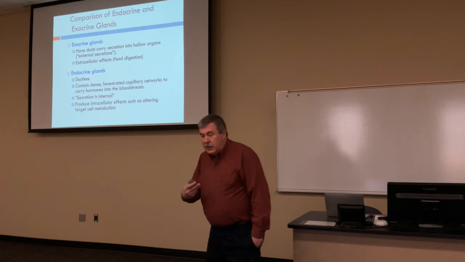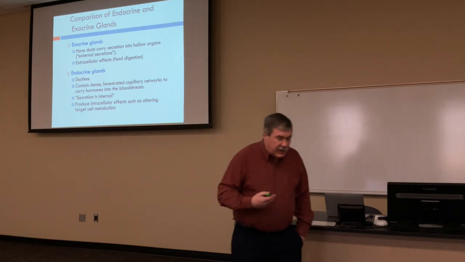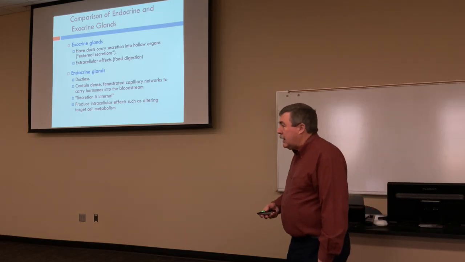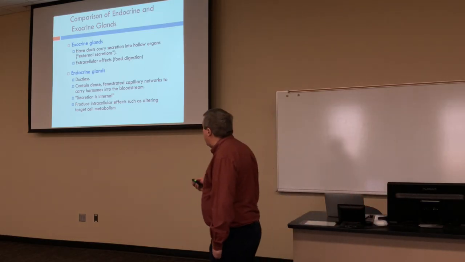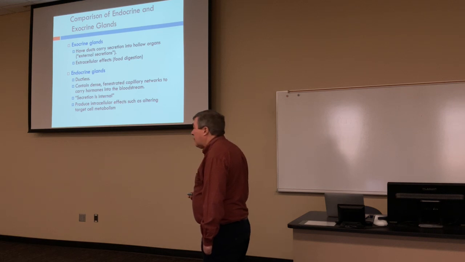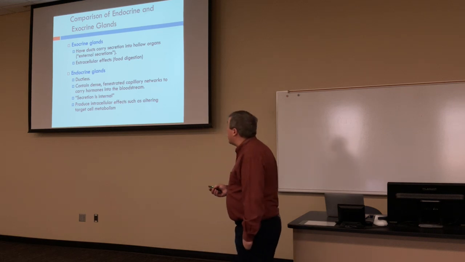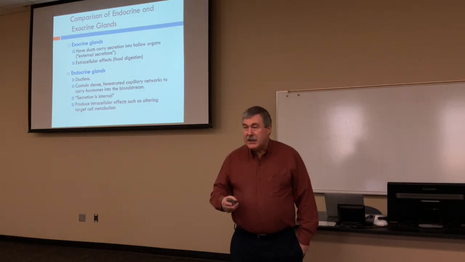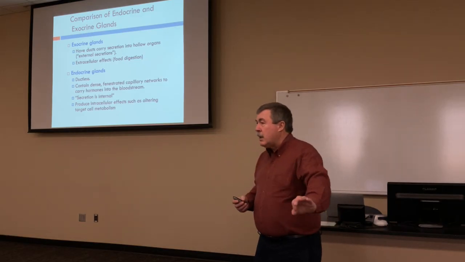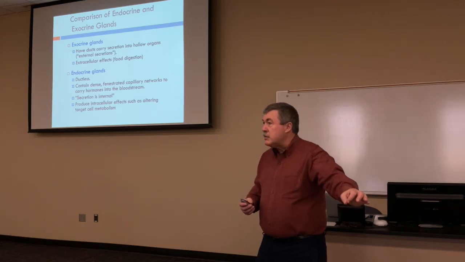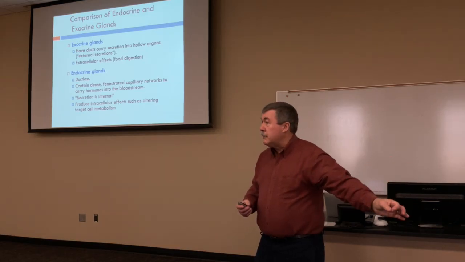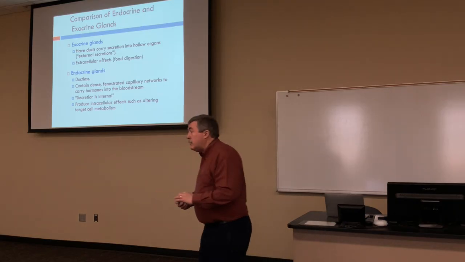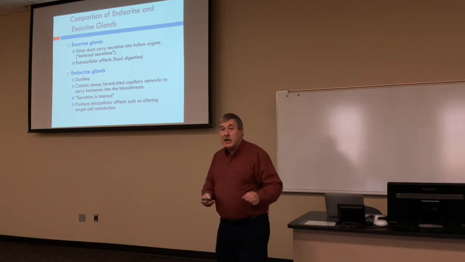So one thing that I want to make sure is that we're not confused between an exocrine gland and an endocrine gland. Exocrine glands are glands that produce secretions that pass through a duct. Usually there's a narrow duct that carries the secretions into the lumen of another organ. And there's a number of exocrine glands in the digestive system.